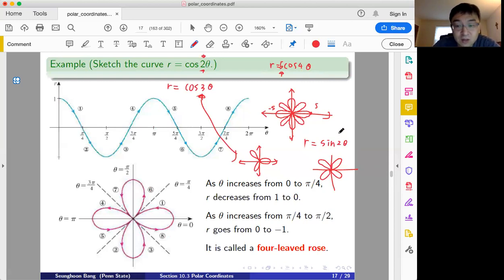What is the number of leaves? 2 times 2. This is 4. We have n leaves. This is the same. This is the whole idea for sketching the graph of r equals cosine n theta, sine n theta. So what's the shape? The n-leaved rose, n-leaved rose. We have this kind of result.